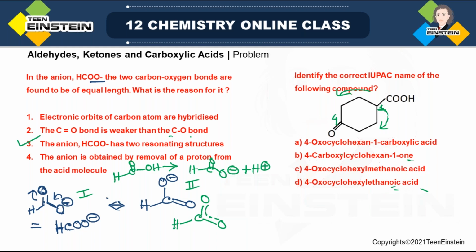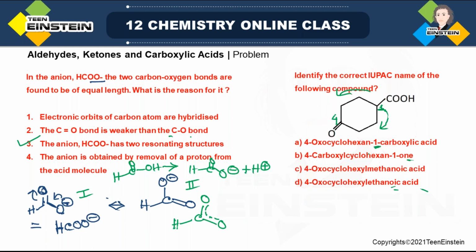Only the first option, 4-oxo, because C double bond O, the keto group, has lesser priority compared to CO2H. So that is why now you have to use a prefix for C double bond O, which is oxo. When it is a suffix, it is one. When it is a prefix, it is oxo. So 4-oxo cyclohexane. Then the position we have to mention.